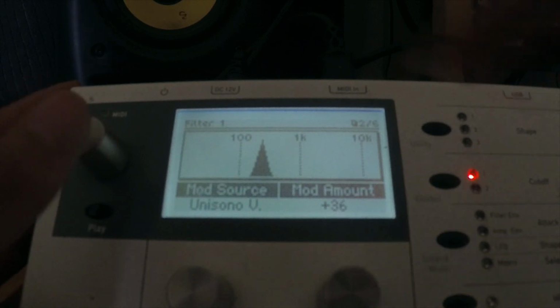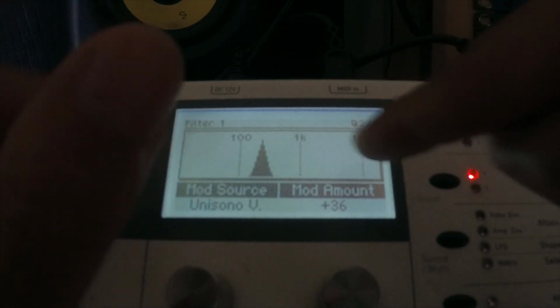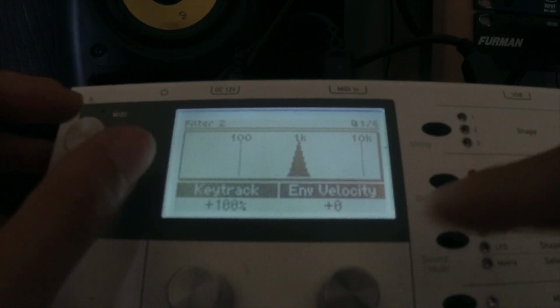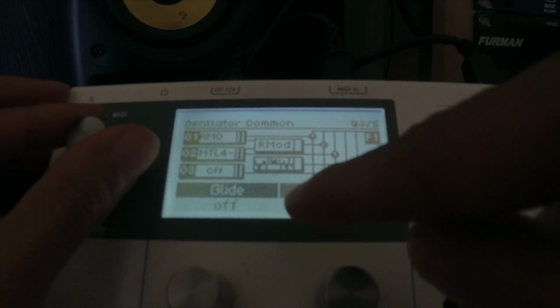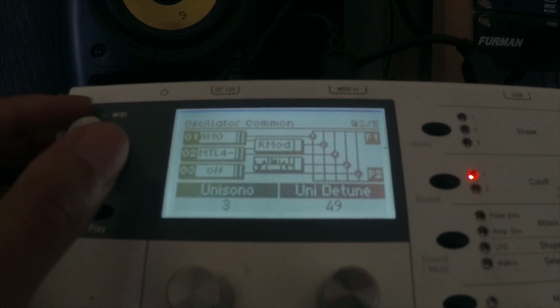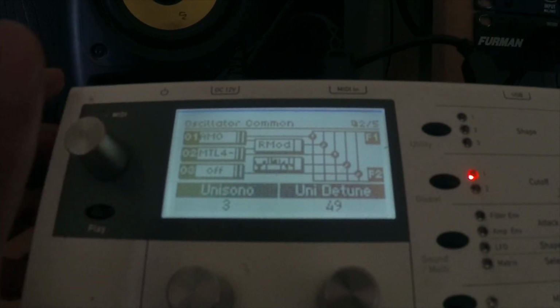So, because of that, it's spreading the filters. It's just making different peaks, and that's for both. Now, unisono is on 3. Uni detune, that was an arbitrary number, 49. I just spread it like that. Listen.